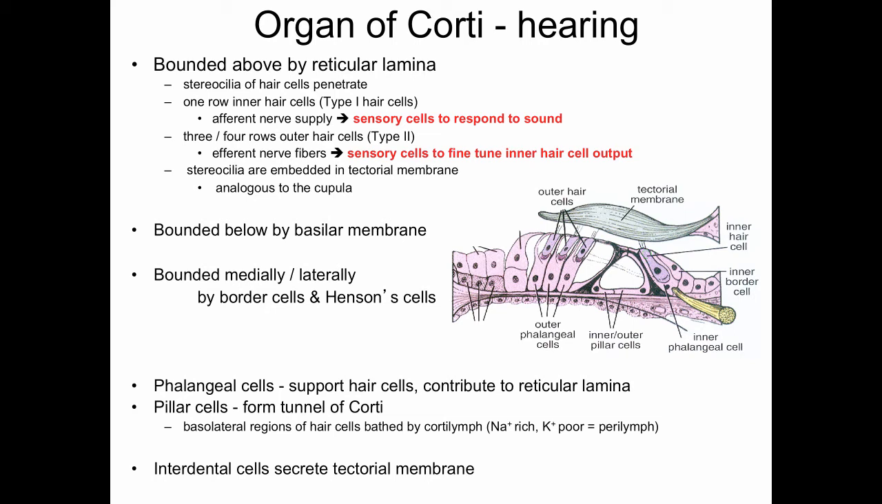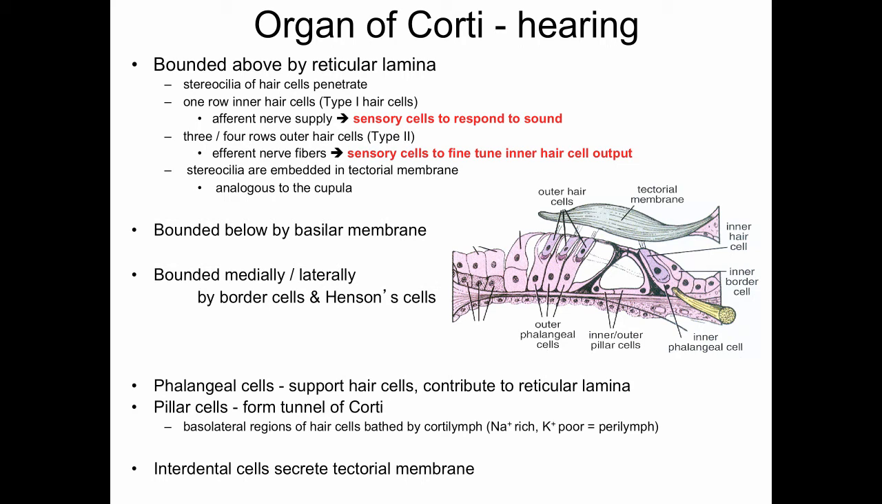There is 1 row of inner hair cells, which are type 1 hair cells, and these have predominantly an afferent nerve supply. These sensory cells respond to sound. There are 3 or 4 rows of outer hair cells. These are type 2 hair cells that have predominantly efferent nerve fibers. These type 2 hair cells may fine-tune the signals that come from the inner hair cells.